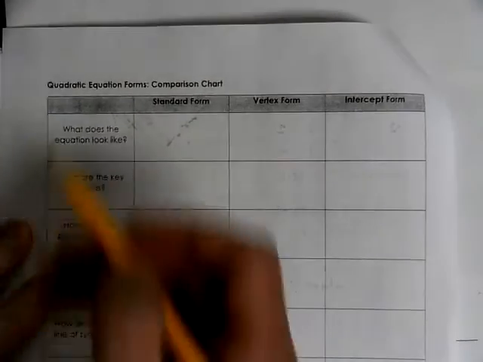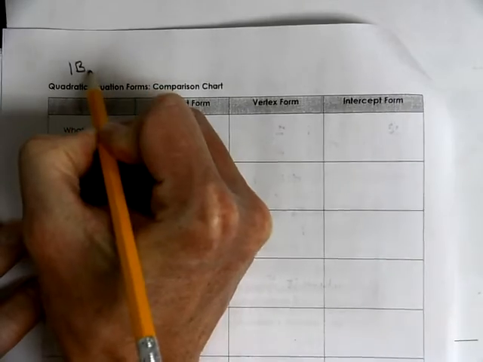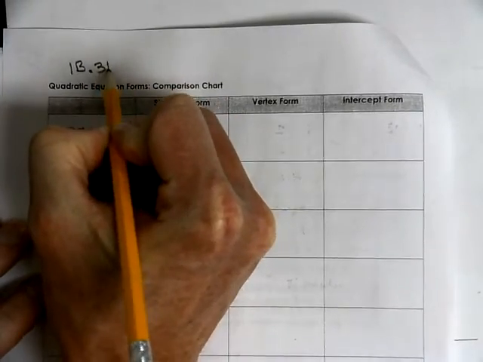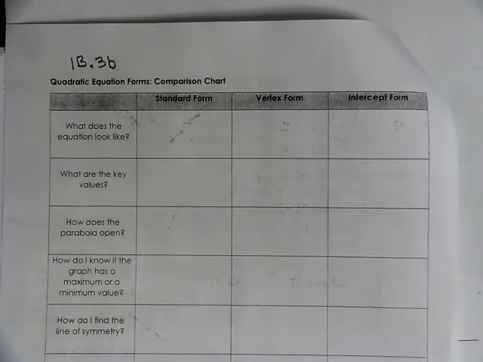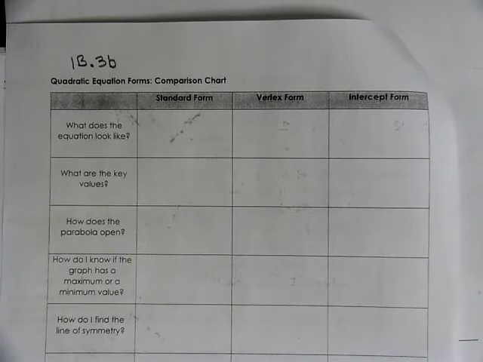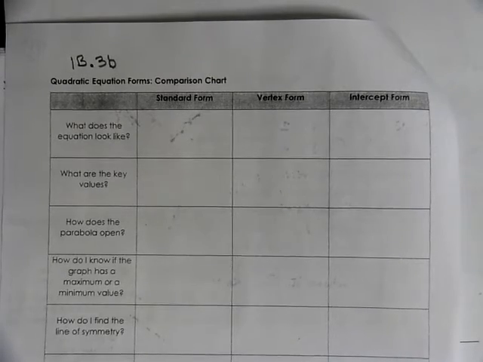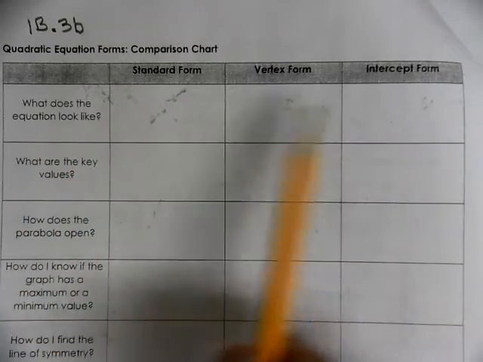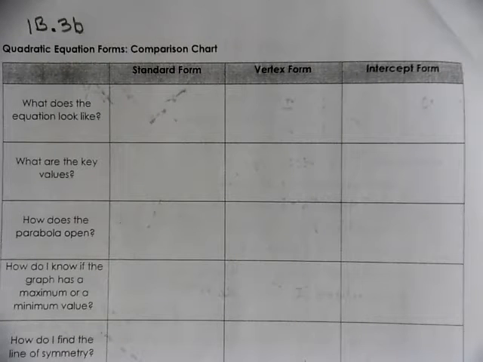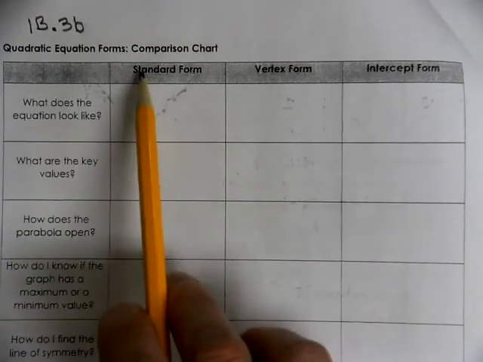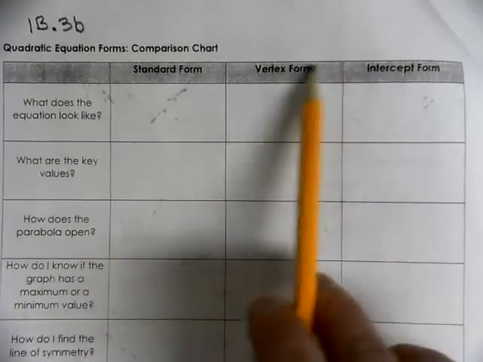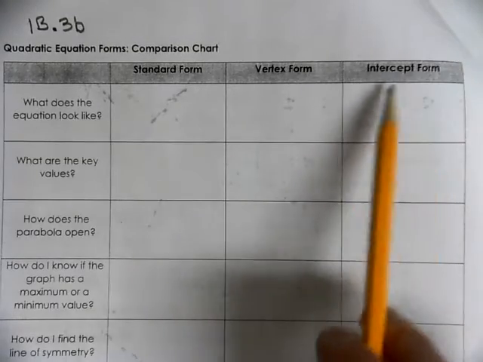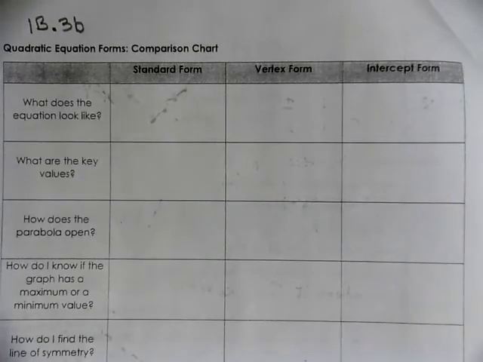So this is Algebra 2 with trig. We're working on 1B.3b. This is kind of a review of all of our standard form, vertex form, and intercept form of a quadratic. So we're going to look at what the equations are. So why don't you take a moment, pause the video, write down what you consider to be your standard form of an equation, your vertex form of an equation, and your intercept form of an equation using all the variables.